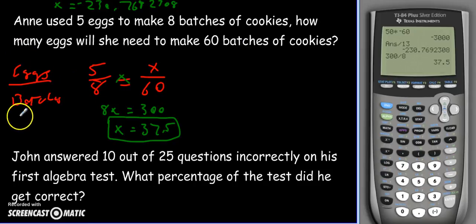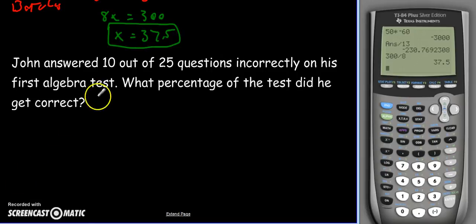Let's take a look at another proportion question. John answered 10 out of 25 questions incorrectly on his first algebra test. What percentage did he get correct? So we're looking for correct, based on the total. We know he got 10 wrong, so it means he got 15 correct out of 25.